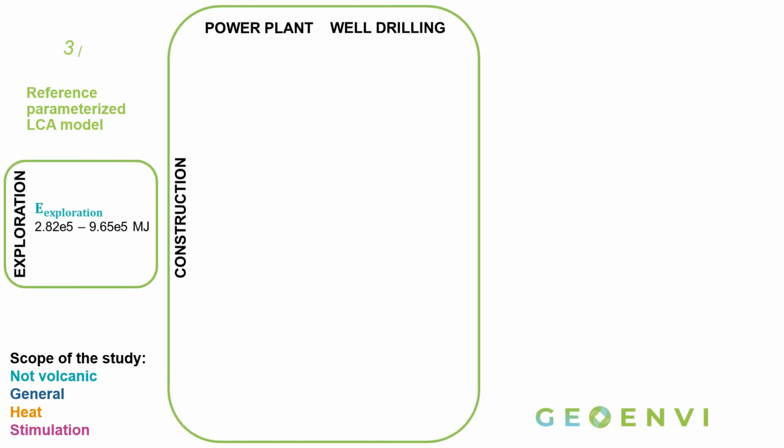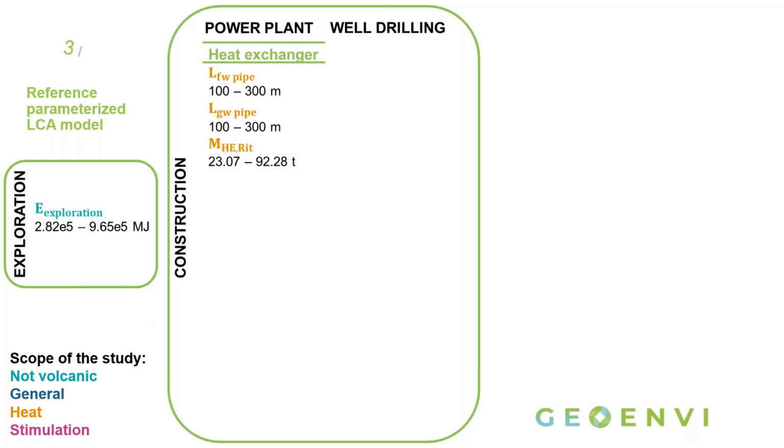After the exploration phase, the next stage consists in the construction of the plant. So on the one hand, the construction of the power plant in itself, and on the other hand, the drilling of the well. For the power plant, the important aspect is the heat exchanger, which I modeled using a variable for the length of the fresh water pipe and the length of the geothermal water pipe. With this value, I could then derive the amount of materials that are necessary to build those two pipe types.